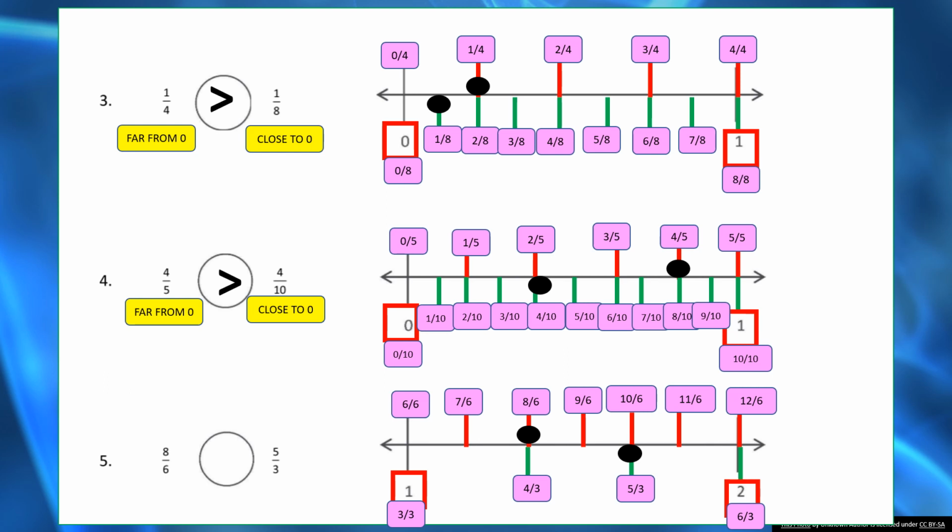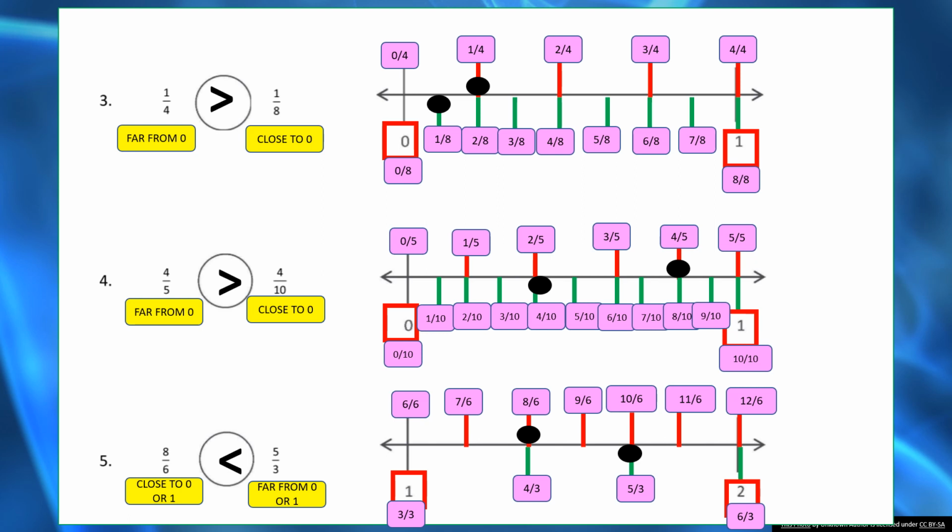All right, now let's compare these two fractions. Now let's look at 8 sixths. Is 8 sixths, in comparison to 5/3, close to 1? Right? Because we can't say close to 0 because 1 is the smallest whole, okay? So is it close to 1 or far from 1? That's right. 8/6 is close to 1.